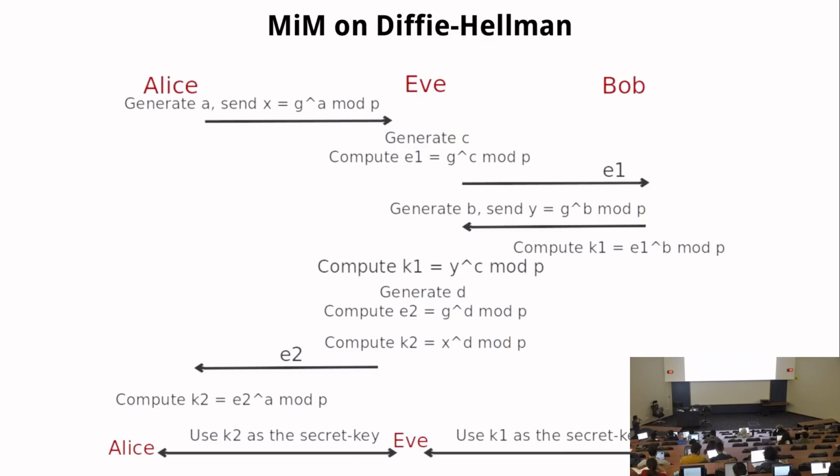So Bob will generate another number B and compute the secret between Eve and Bob. Then Eve also will generate another number E2 and send E2 to Alice. Then Alice will compute K2, the key 2. So after those two independent Diffie-Hellman negotiations, Alice and Eve share K2 as a secret key. Eve and Bob share K1 as a secret key. However, Alice and Bob don't know that there is a man in the middle.